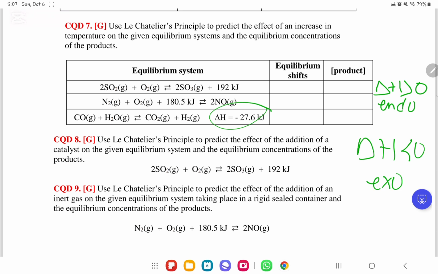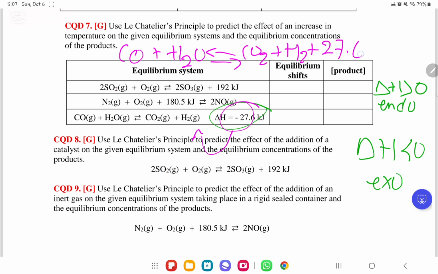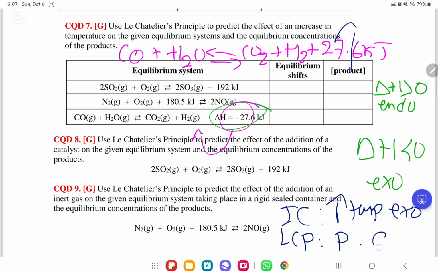So in this case, we have the heat in our products. If we're going to write the equation with heat in our products, it will be CO plus H2O equilibrium CO2 plus H2 plus 27.6 kilojoules. We need to increase the temperature, so our imposed change is increase in temperature of an exothermic reaction. According to Le Chatelier's principle, there is a partial counteraction. How does this happen? This happens by the opposite of our imposed change. So we have to decrease the temperature of our exothermic reaction.